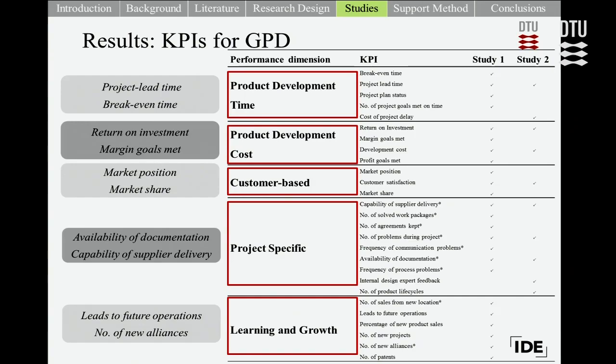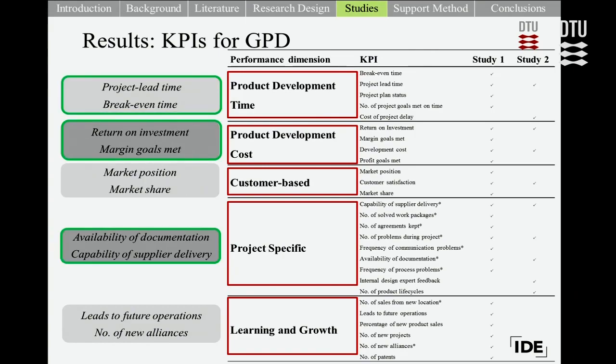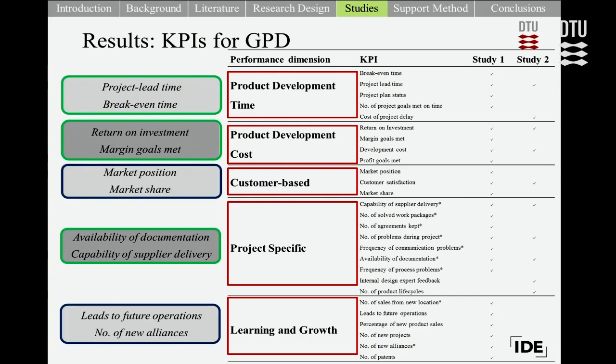And then using the learning and growth dimension from the balanced scorecard, we see that these indicators relate more to measuring the impact overall on success of global product development at a high level. And these can relate to leads to future operations or a number of new alliances. So the 3 dimensions here, product development time, costs, and project specific. The KPIs related here, we can see, are perhaps more useful for project managers, whereas at the customer base and learning and growth level, these are more high-level KPIs that are more useful for top-level management. However, in the studies, we identified that, especially in Company A, the majority of these KPIs were used in a lagging way.